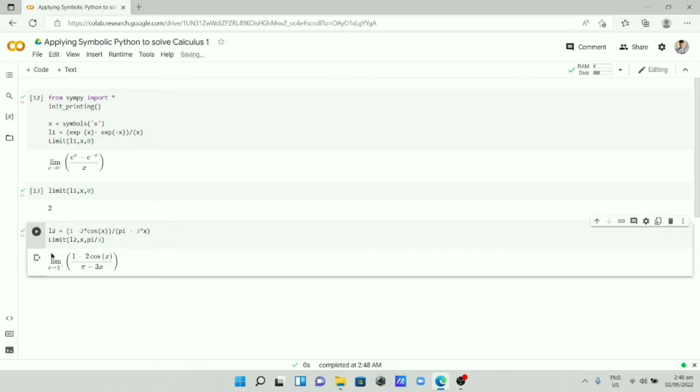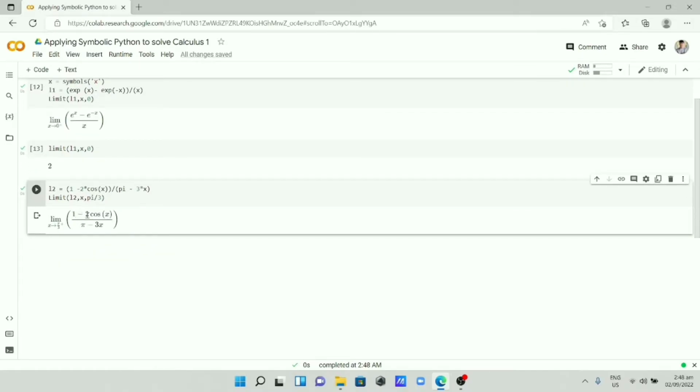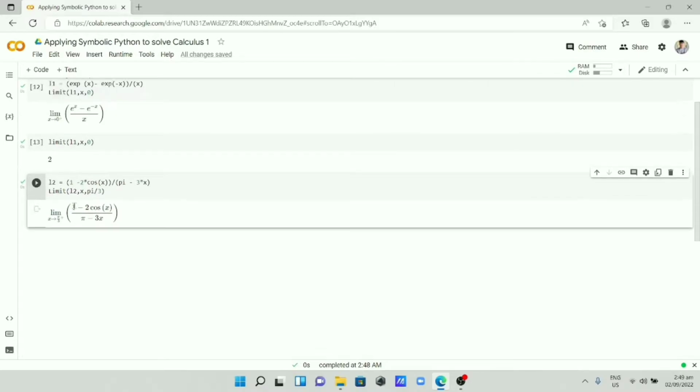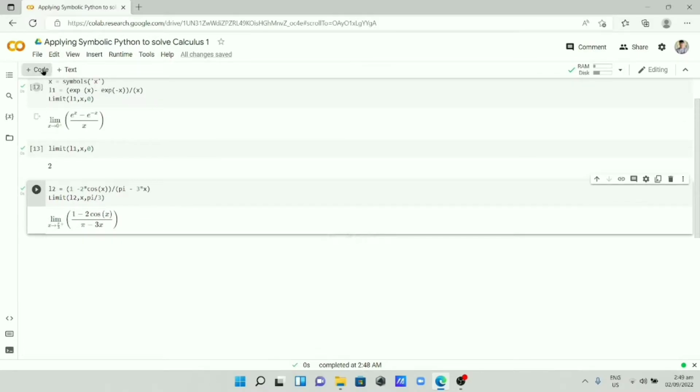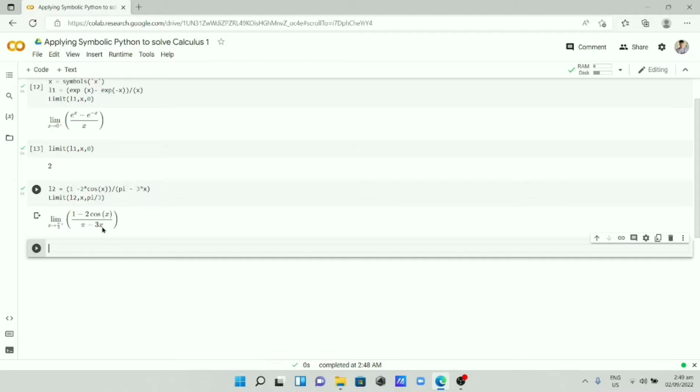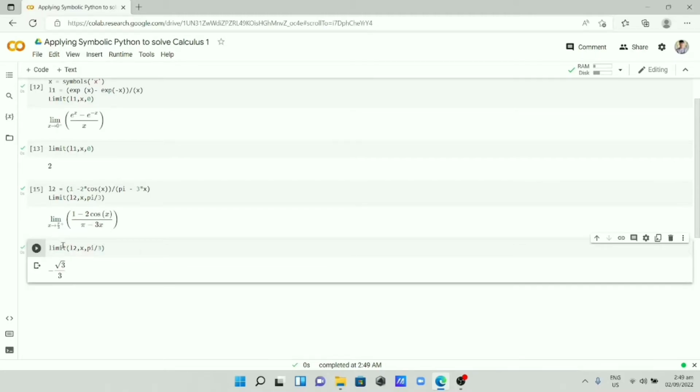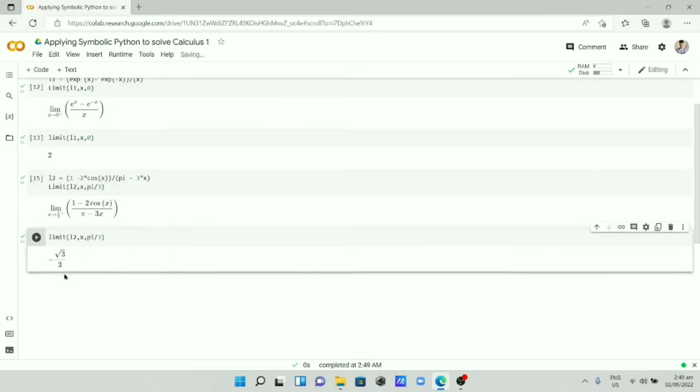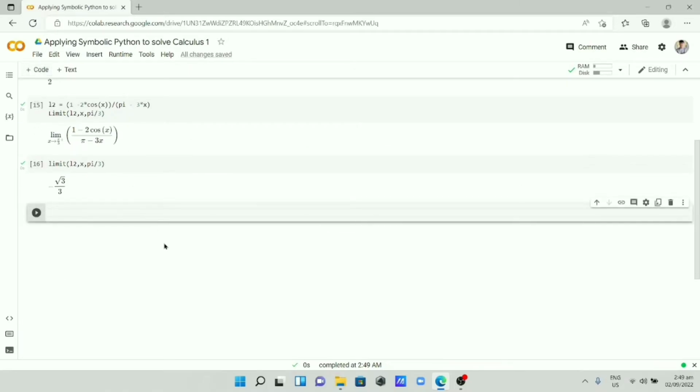And then we have the problem: limit of 1 minus 2 multiplied by the cosine of x over pi minus 3x as x approaches pi over 3. To solve for the value of this limit, again, we are going to use the lowercase limit of the function L2 as x approaches pi over 3. And there we go. The value of this limit is equal to negative square root of 3 over 3. And let's move on to the differentiations.